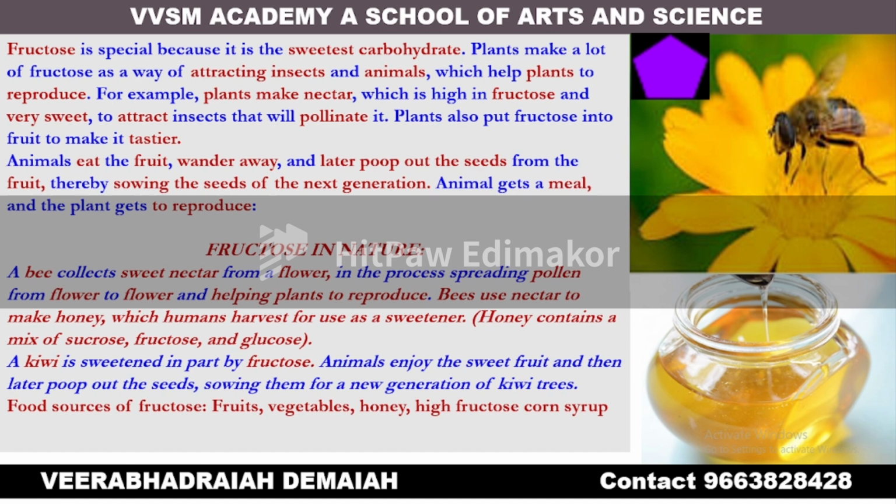Nectar also contains sucrose, fructose and glucose. And a kiwi is sweetened in part by fructose. Animals enjoy the sweet fruit and later poop out the seeds, sowing them for a new generation of kiwi trees. Food sources of fructose: fruits, vegetables, honey, high fructose corn syrup.